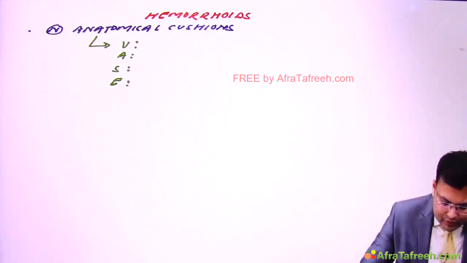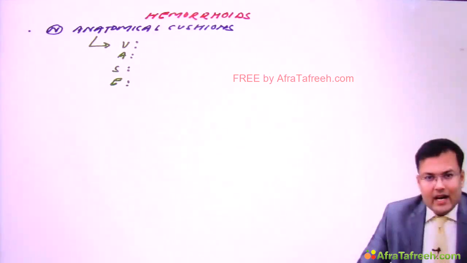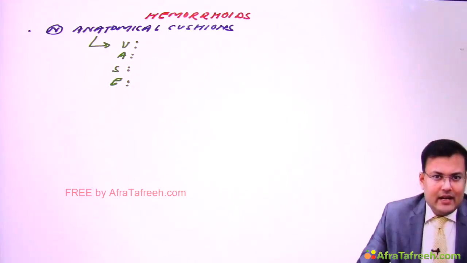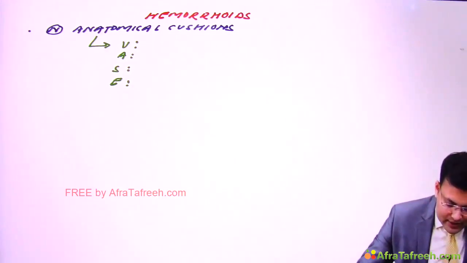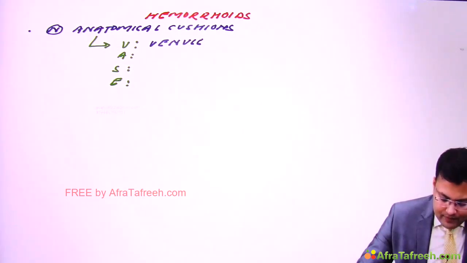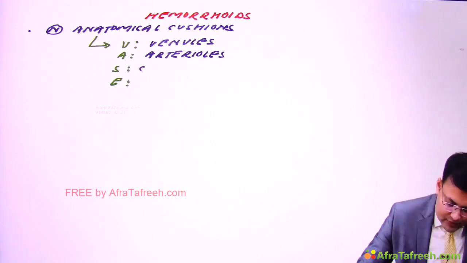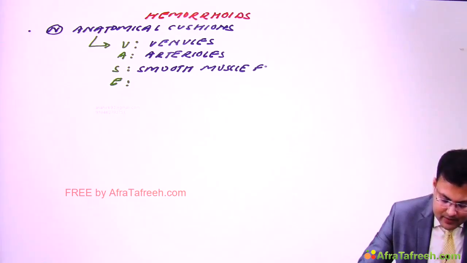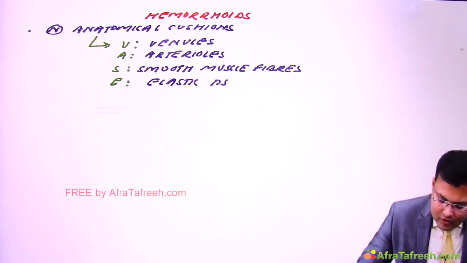What is the composition? The composition of these cushions, the mnemonic is VASE. There are four components mainly. V means venules, A arterioles, S means smooth muscle fibers, and E elastic tissues. Clear?